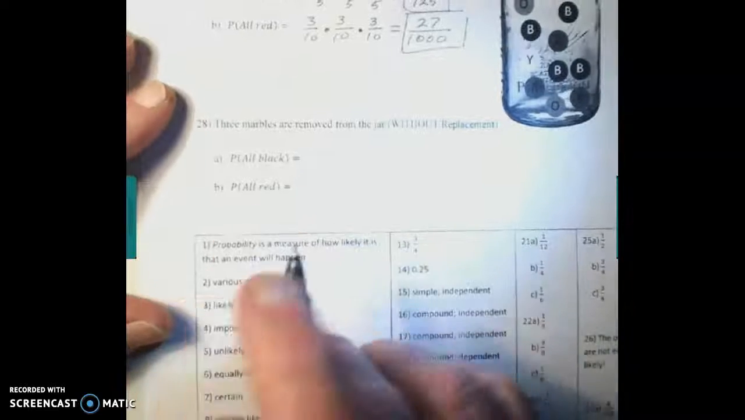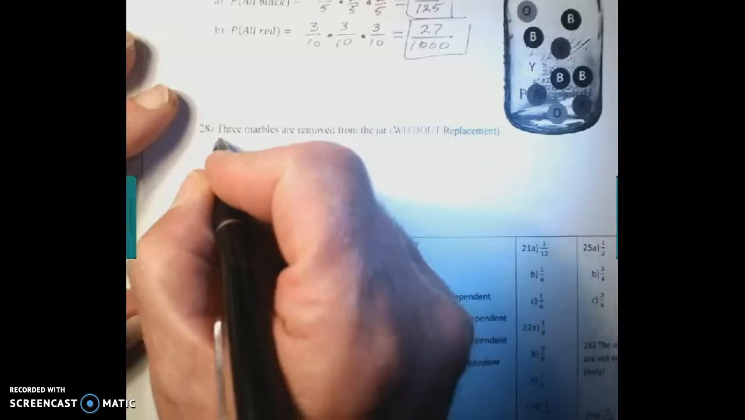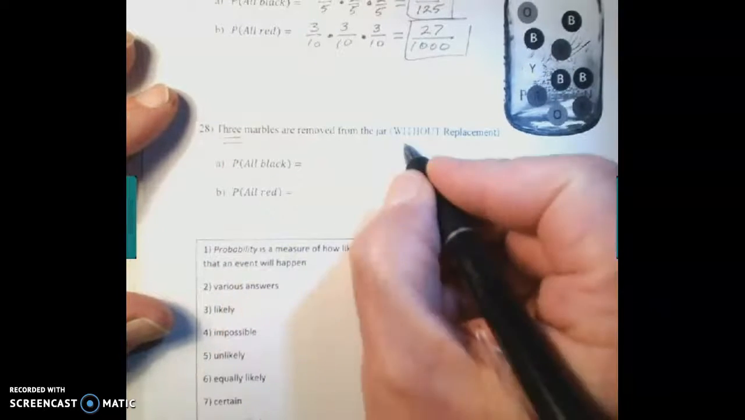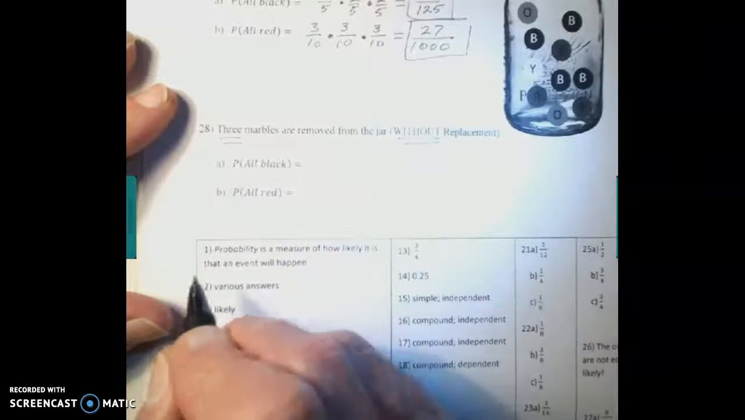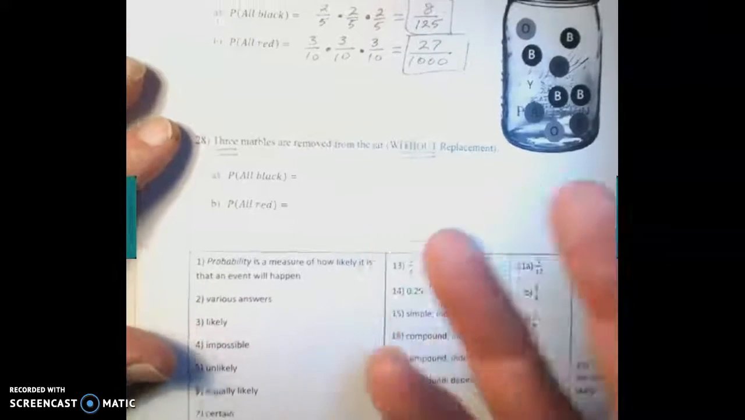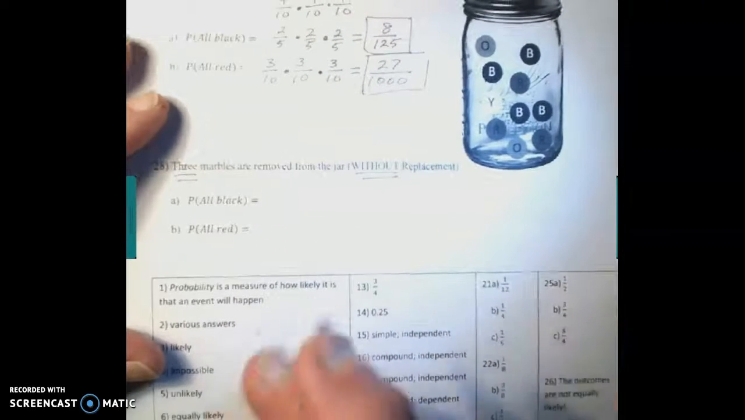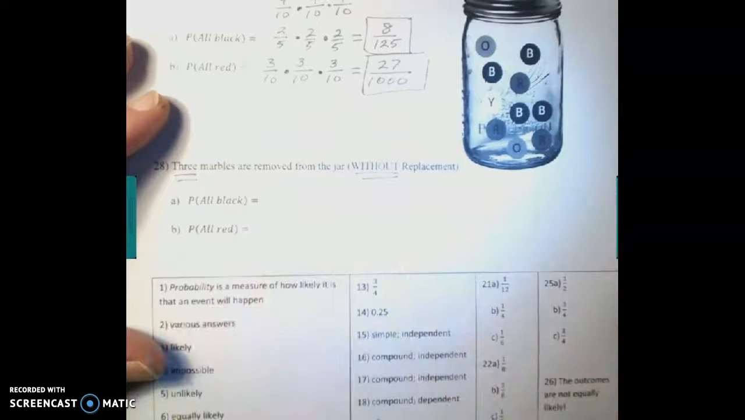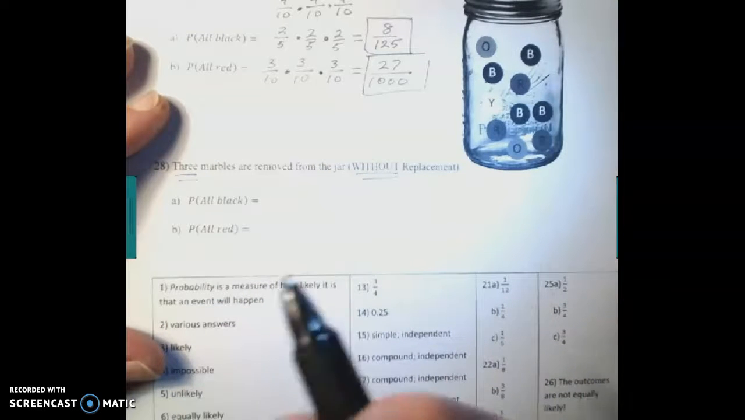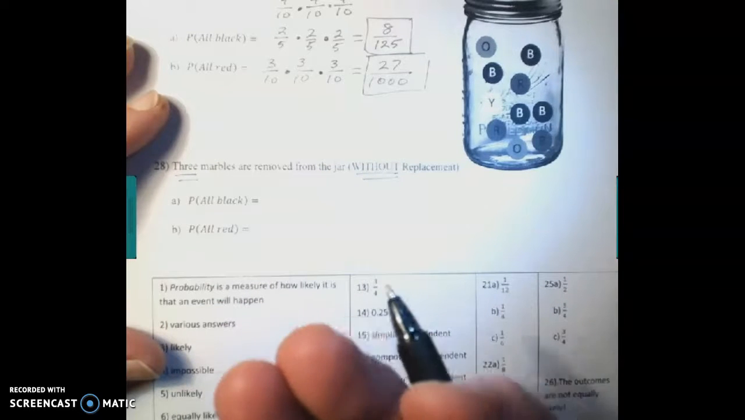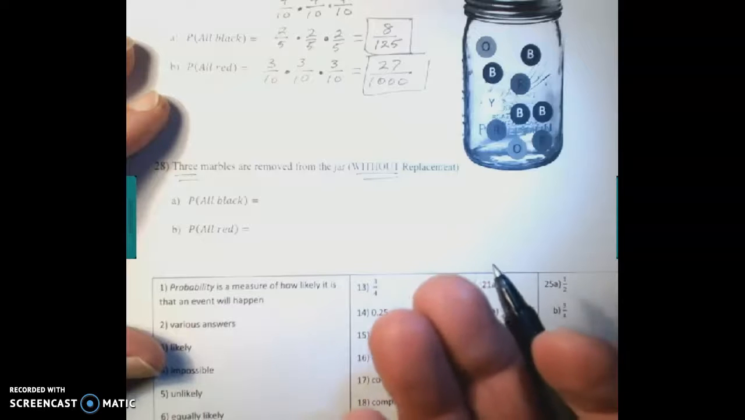Question 28. Again, 3 marbles are being removed, but this time it is without replacement, which means we're going to reach in and when we pull out what we're looking for, we're going to assume that we get what we're looking for. We're not going to put it back in the jar.